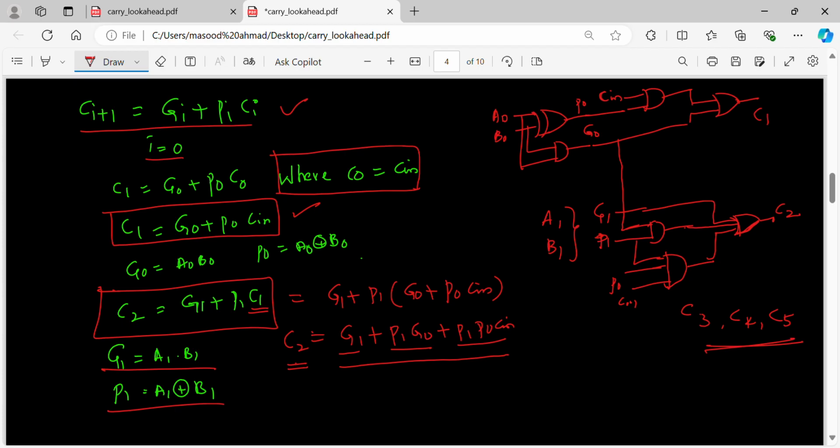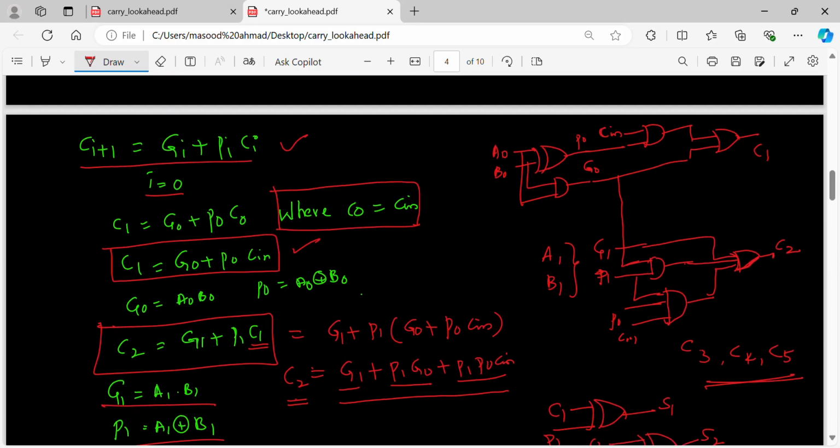If you know C1 and P1, and they are exclusive ORed, you will get S1. If you take C2 and P2 and exclusive OR them, then you get S2. Likewise, you can find out the sums. So this is what is known as carry look ahead. For that, we take a circuit like this.